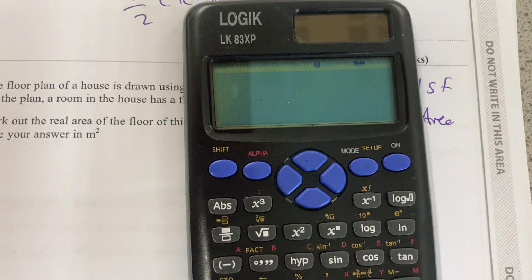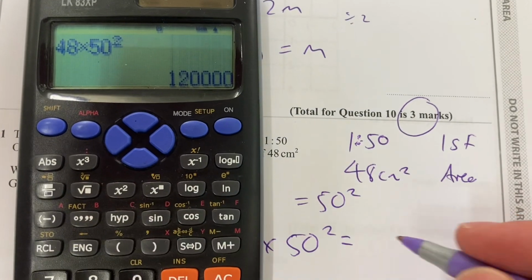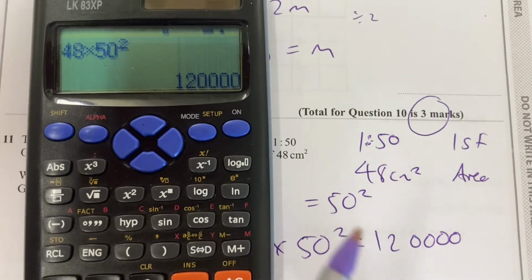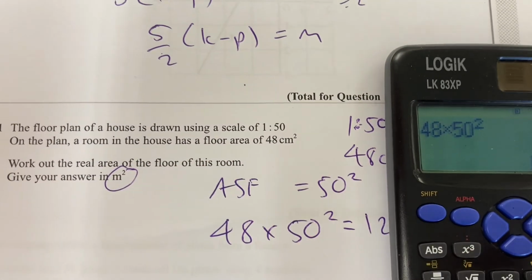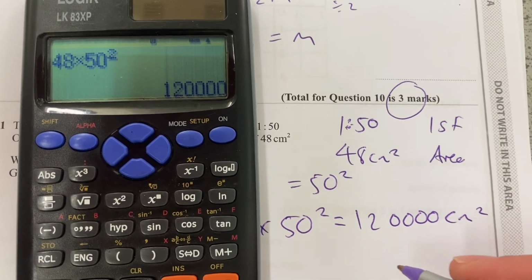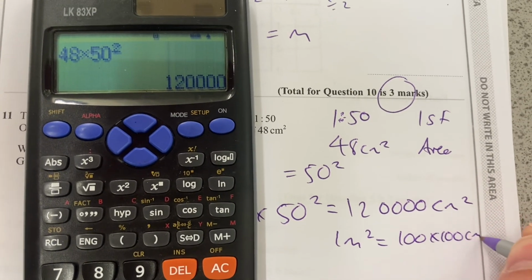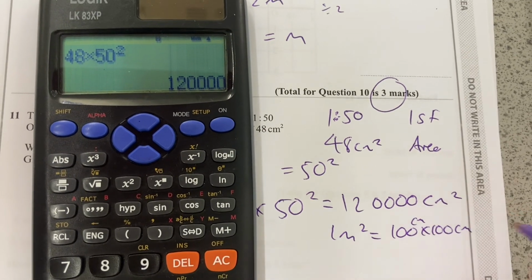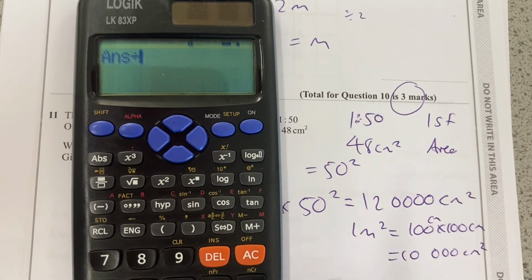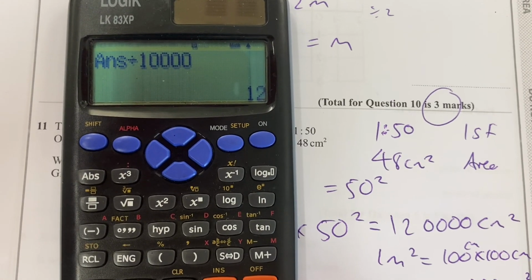Do that on a calculator. 48 times 50 squared, which is 120,000 centimeters squared, but I want to know what that is in meters squared. Now remember, 1 square meter is 100 by 100 centimeters. So we're dealing with 10,000 square centimeters. So I'm going to divide through by 10,000 and I get 12 there.